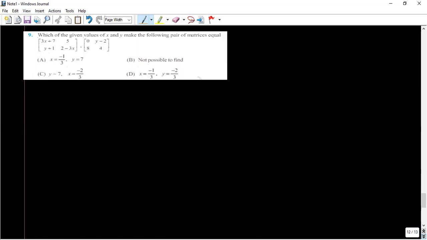Question number 9. You can see here, which of the given values of x, y makes the following pair of matrices equal? We want equal values. That means 0 is equal to 3x plus 7, so 3x plus 7 equals 0. That means 3x is equal to minus 7, so x is equal to minus 7 by 3.